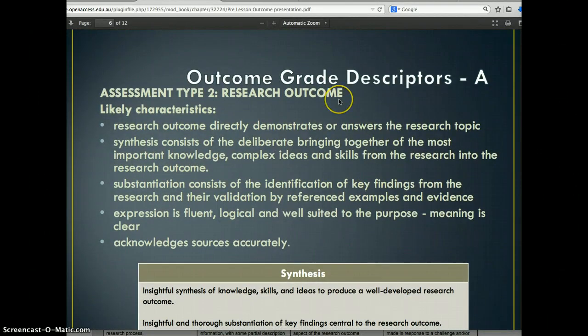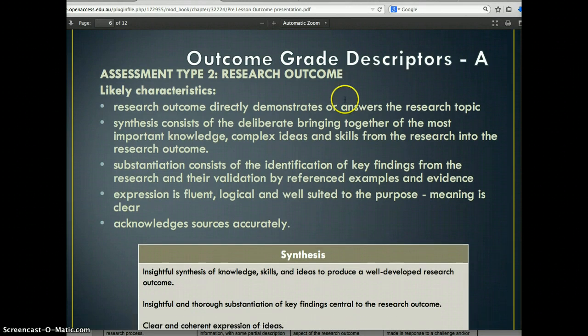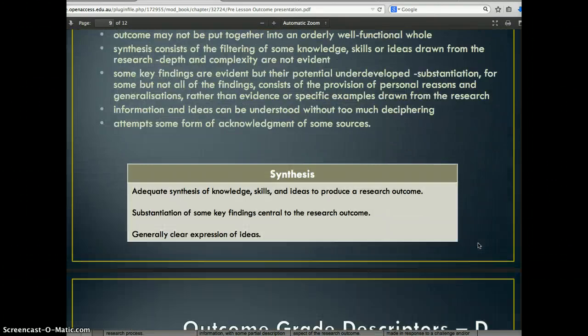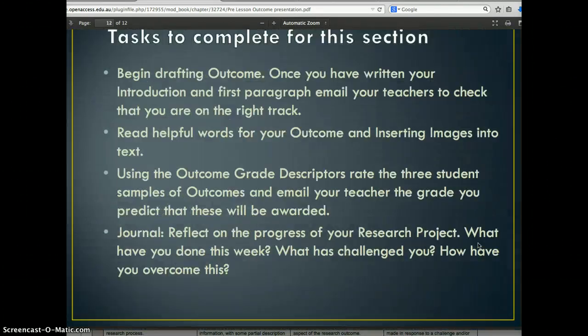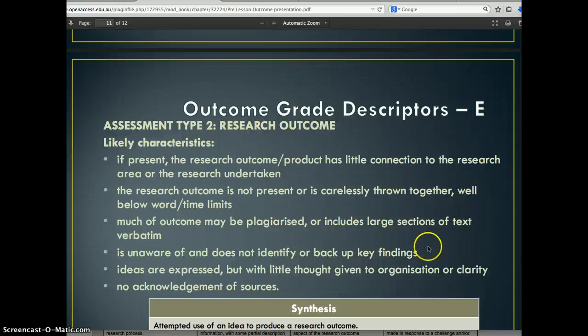Okay. I'm going to leave that recording there, and the next recording is going to detail how you actually put your outcome together.